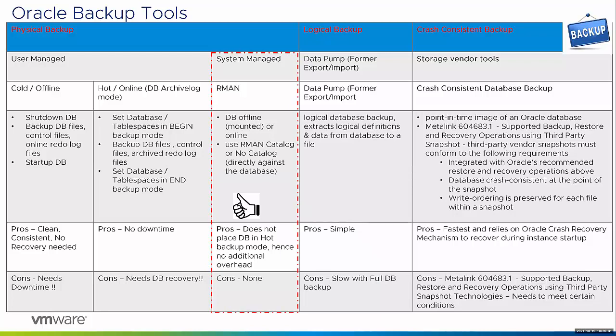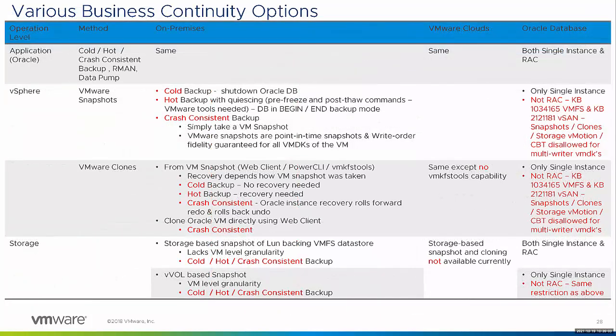But moving on to the various business continuity solutions that we have. From an application level, whether you're running on premises or on the cloud, whether it's a single instance database or an Oracle RAC database, any of the Oracle-based mechanisms work, whether that's a cold backup, a hot backup, crash consistent, Oracle RMAN, Data Pump, or even external tables, or even dumping data onto a CSV or a flat file. They work seamlessly, whether it's on premises or on VMware Cloud.